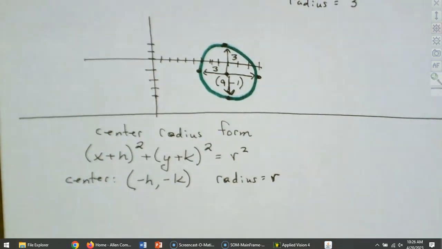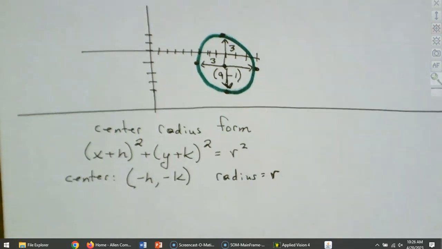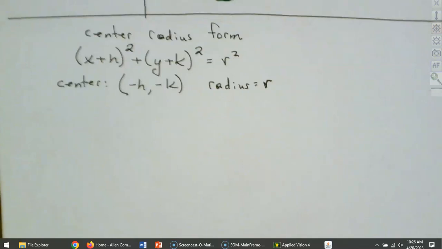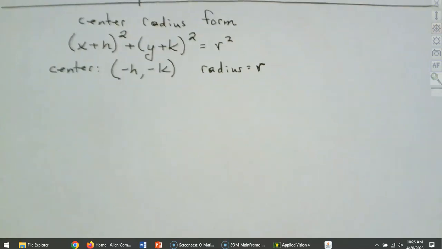Now we're going to do several of these where we find the center and find the radius. Then we'll graph a couple of them. Then we'll do the opposite. Then I will give you the formula, and you'll find the center and the radius. So we'll do both.